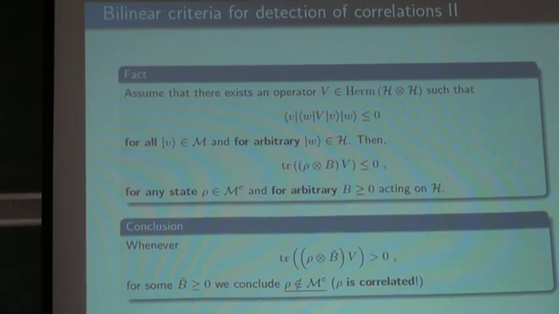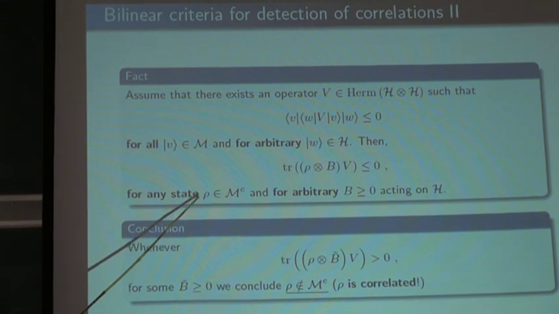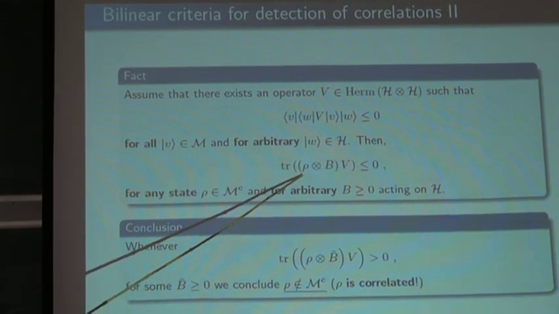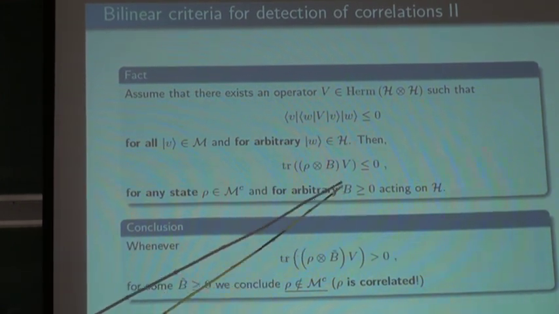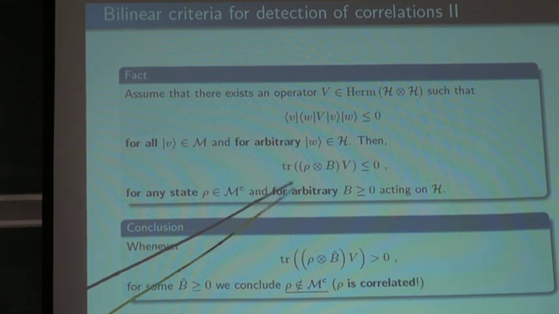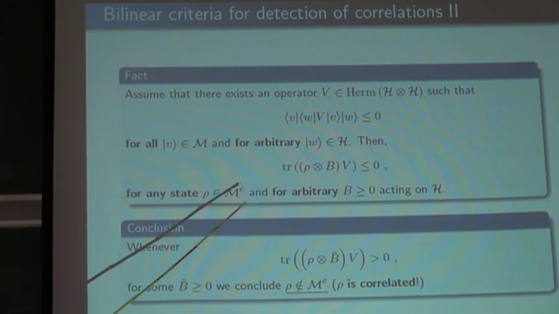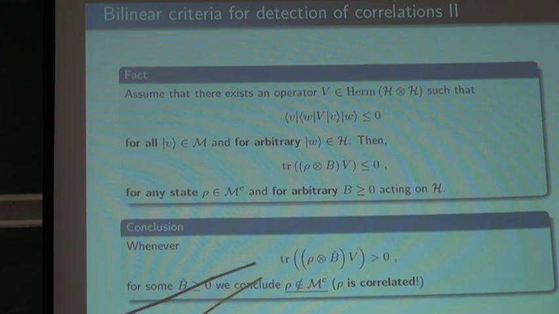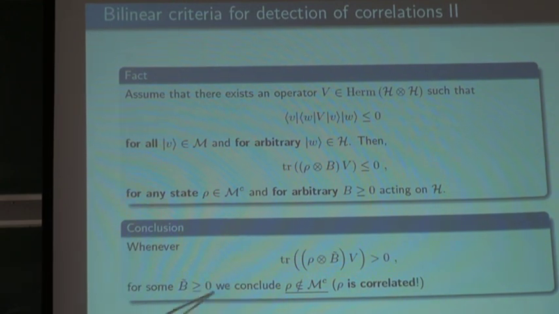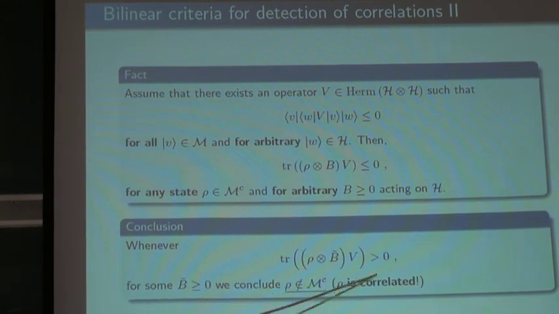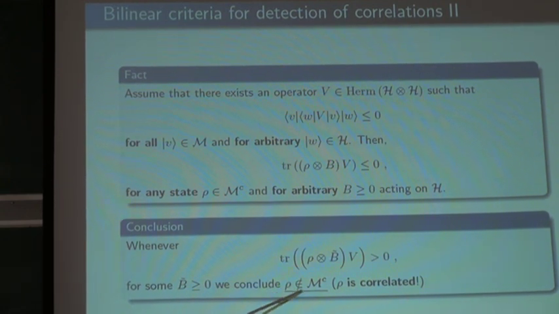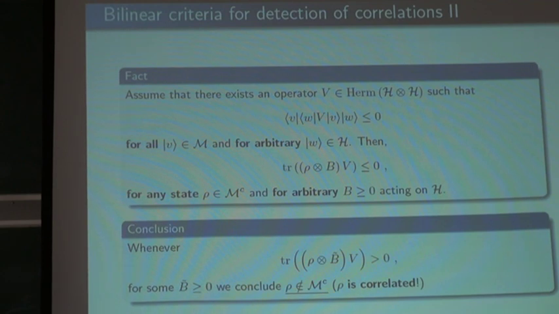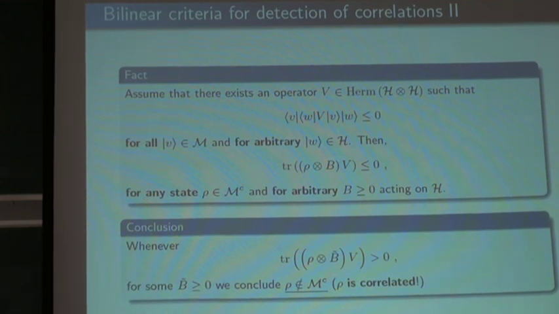Focus on that. So I have the following. If I plug here some non-correlated state rho and arbitrary non-negative b, I have such an inequality. So now, whenever I can find non-negative b such that for given rho such expression is positive, then I can conclude that this rho is correlated. That's a simple algebraic fact.